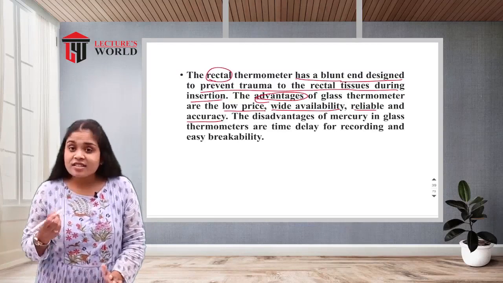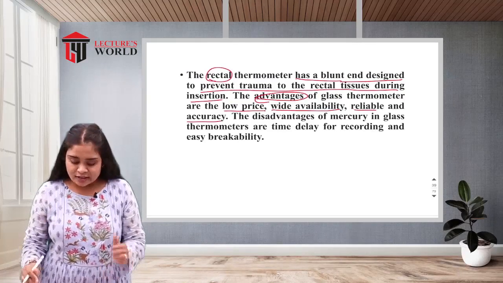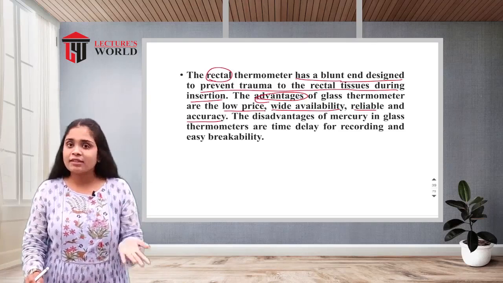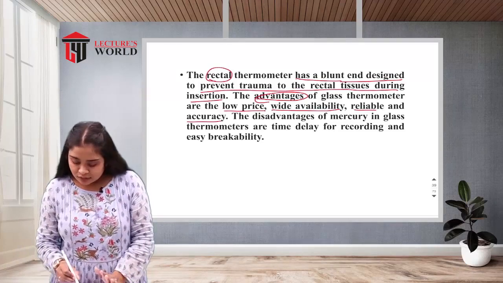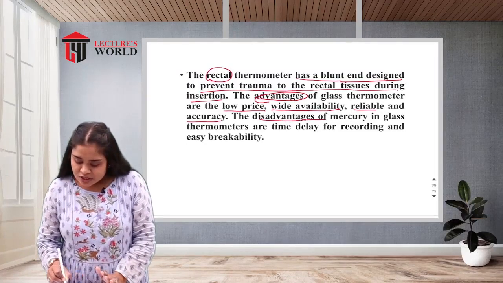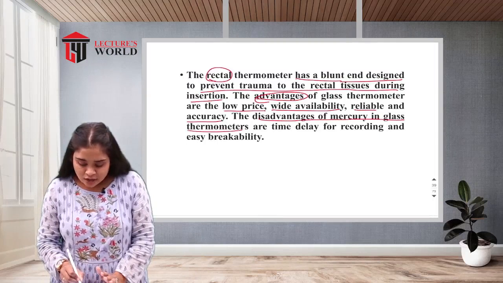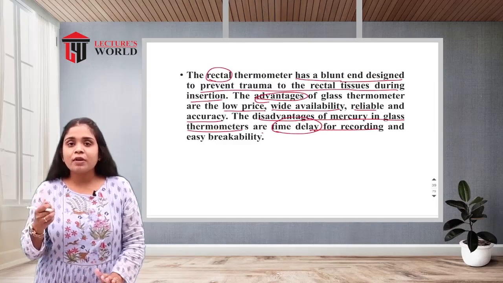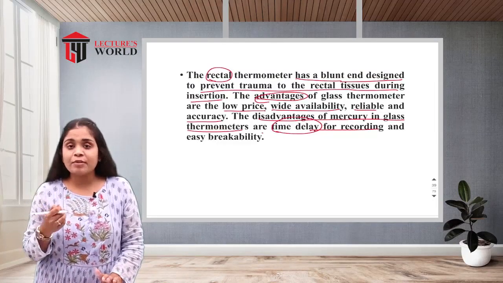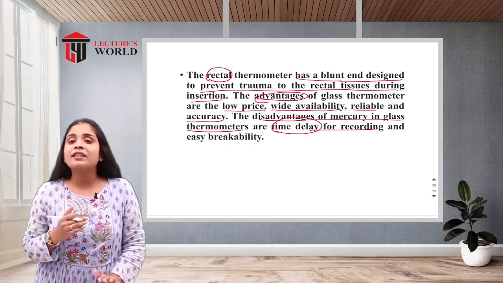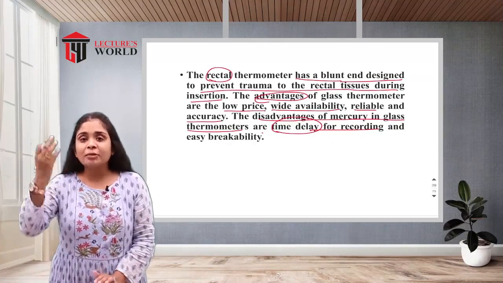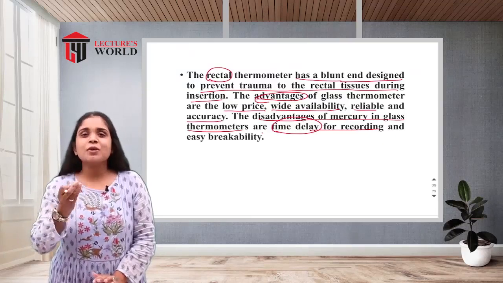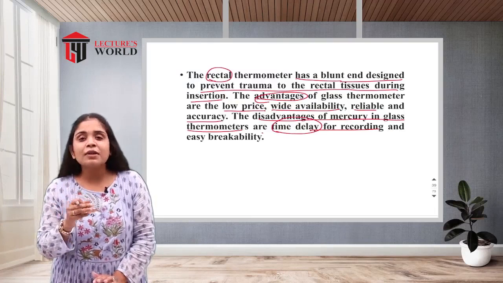So what are the disadvantages? The advantages were that it is available at the lowest price, widely available, reliable and accurate. What is the disadvantage? The disadvantage of the mercury glass thermometer is the time delay for recording. If we are assessing the temperature with the glass thermometer, it will take time. Why? Because when the mercury comes in contact with the heat, only then is it going to expand. So it is a little time-consuming process.